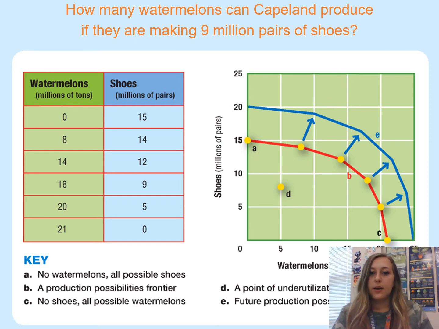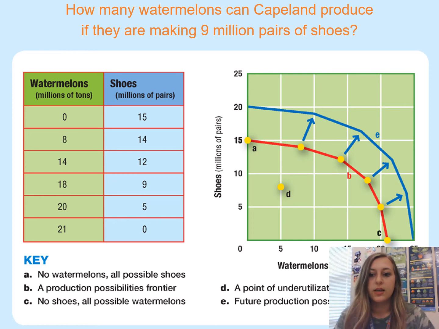So in this example, I have a graph and a production possibilities curve for you. This asks how many watermelons can Capeland produce if they are making 9 million pairs of shoes. Now we probably don't think of shoes and watermelon as super related topics, but they use a lot of similar resources. One, they're both going to require land, right? For shoes, you're going to need a factory. For watermelon, you're going to need cropland. So both of those occupy physical land.